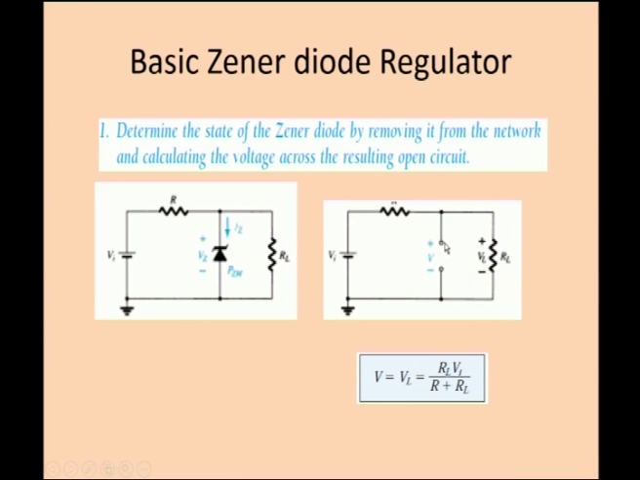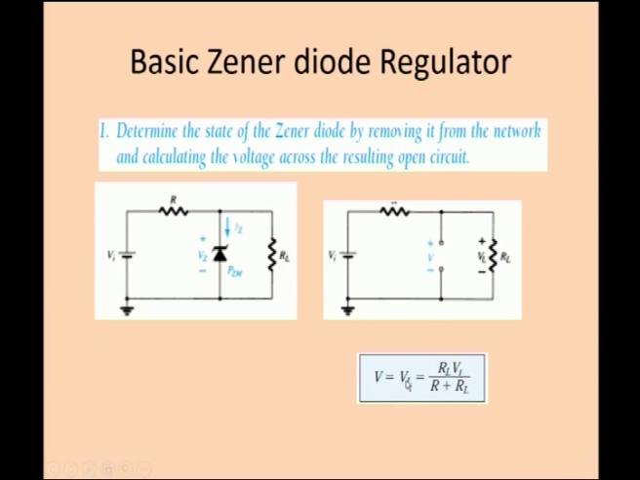If you want to calculate the voltage across these two terminals, V is equal to, and we know that the voltage across parallel arms is equal. So V is equal to VL. VL is equal to the resistance RL times the input voltage divided by the total resistance. This is the potential divider rule, where we want the voltage across the resistance RL. So RL into the applied voltage VI divided by the total resistance in this path, R plus RL.